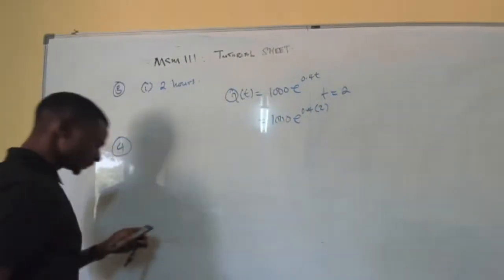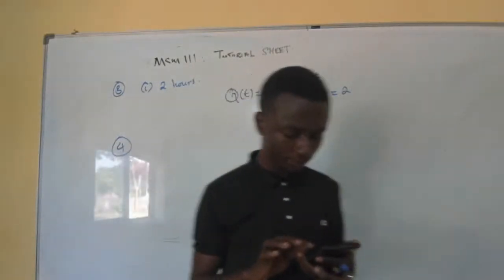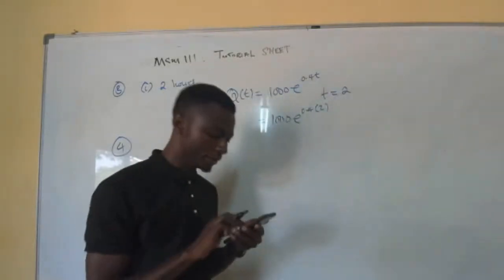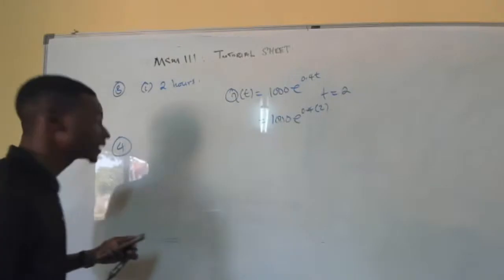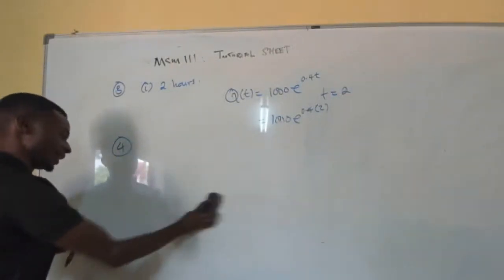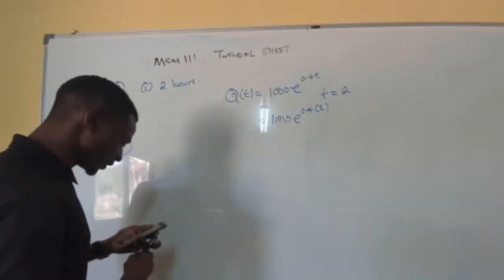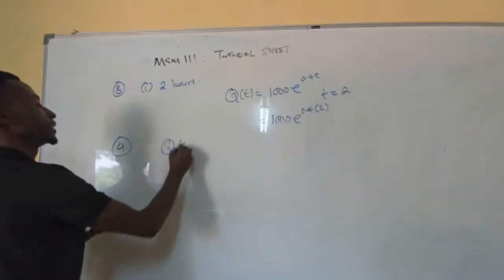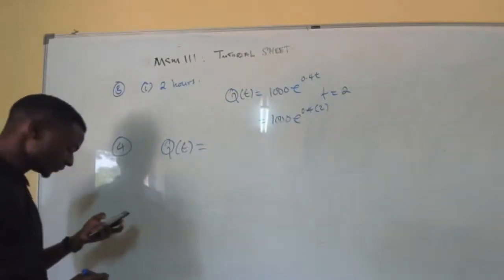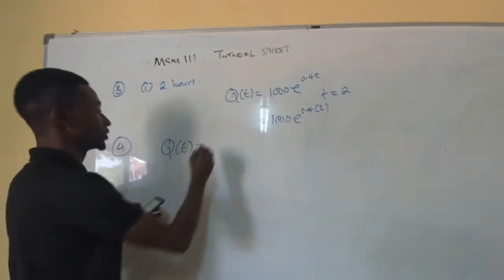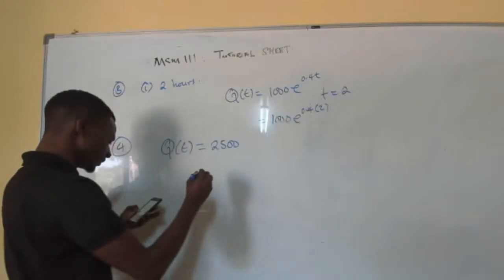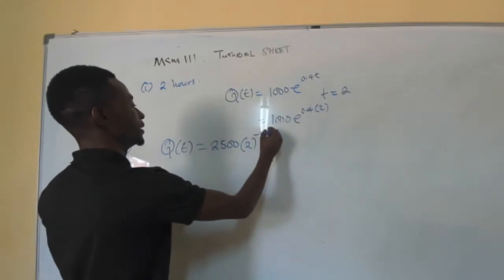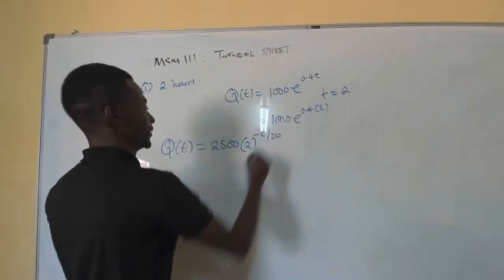So let's do question 4. The question is saying, suppose that a certain substance has a half-life of 20 years. Even there, as you can see, the equation is there. Let's consider the equation that we have there. We have Q of t equal to 2500 multiplied by 2 to the power negative t over 20.